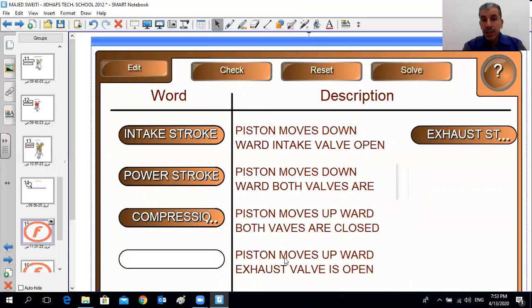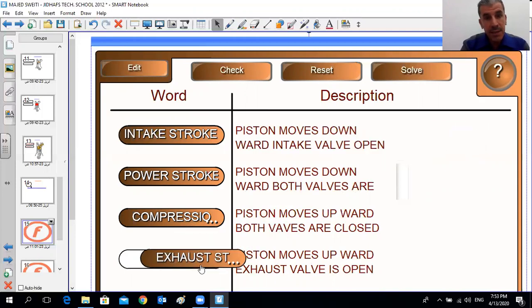Now, piston moves upward. The exhaust valve is open. As the exhaust valve is open, that means we need to get the smoke out of the engine. So exhaust stroke. This is the exhaust stroke. Let's check. Yes, correct answer.